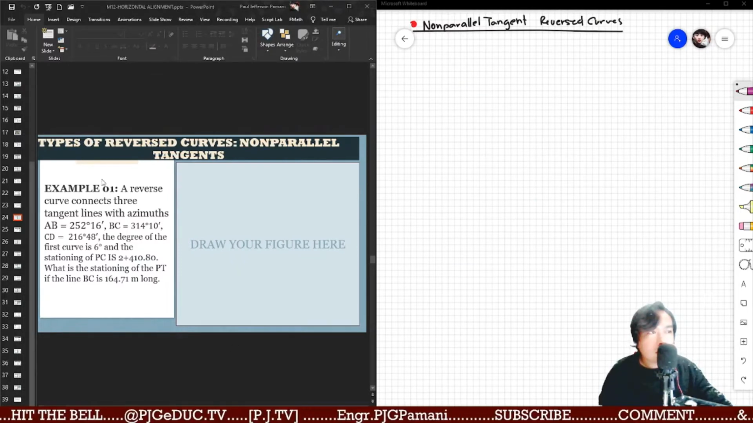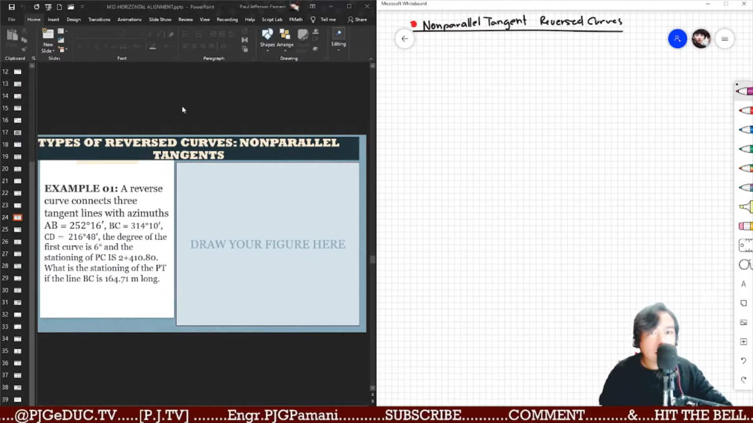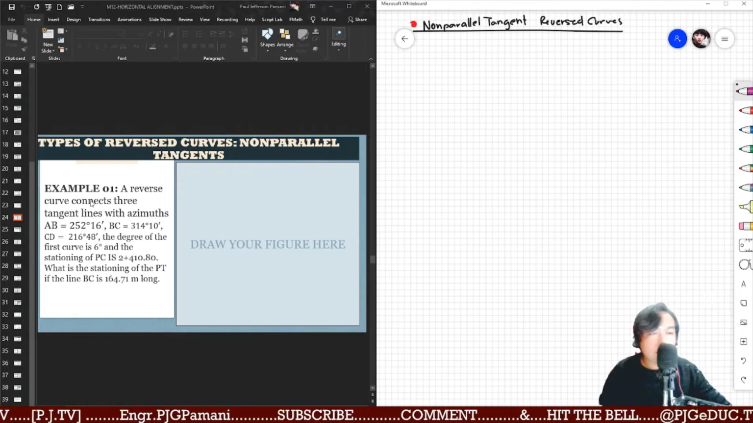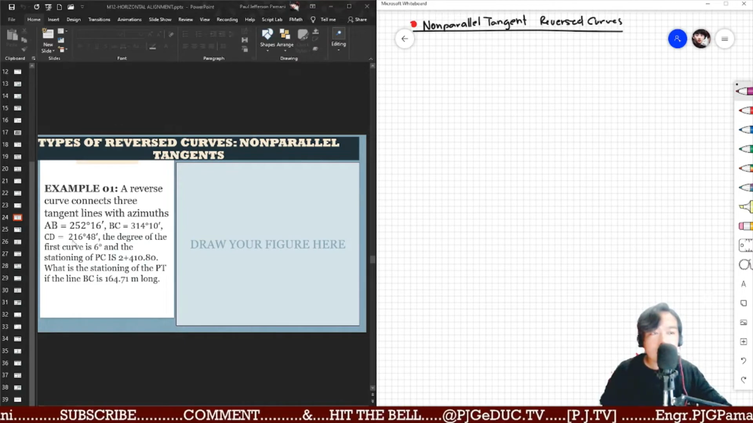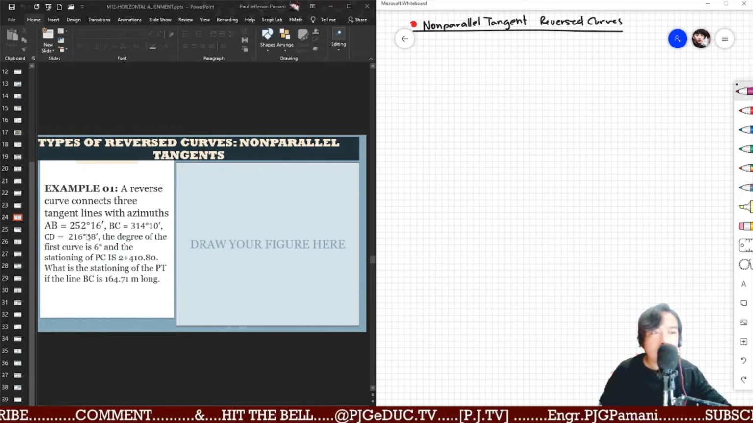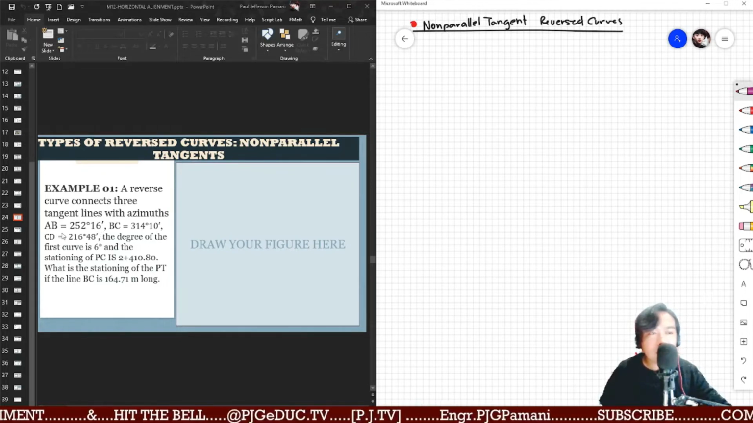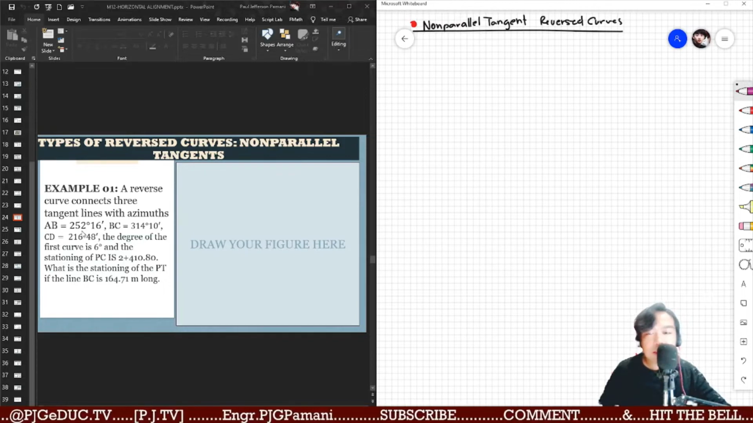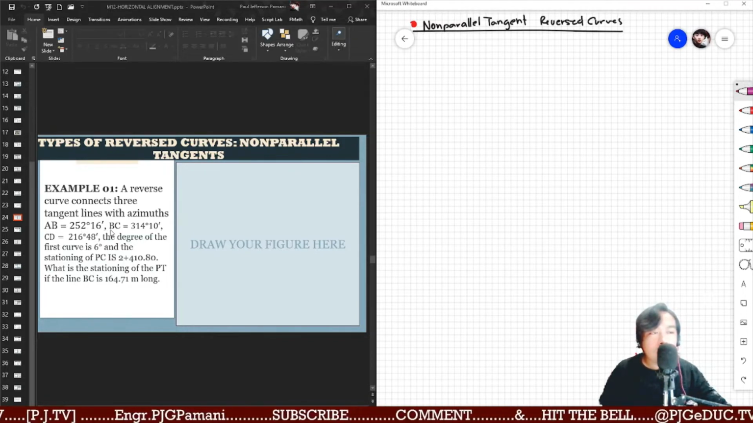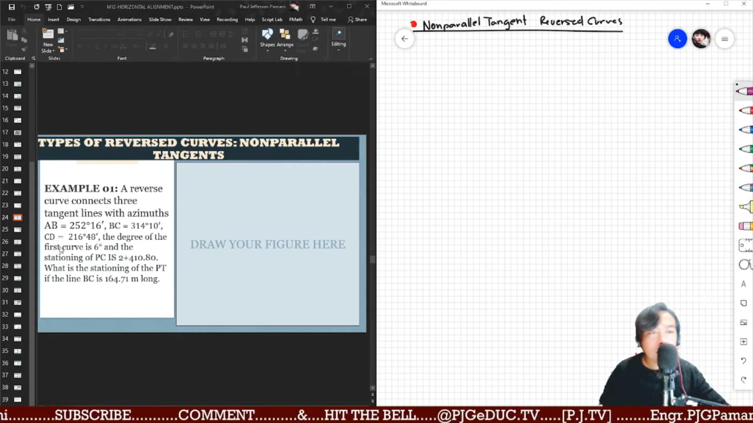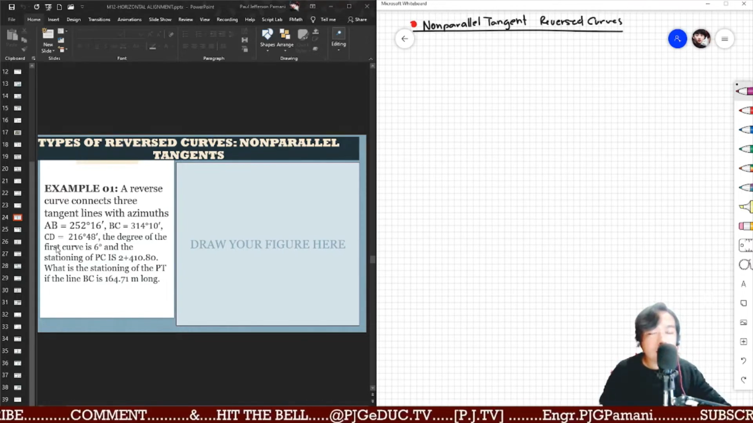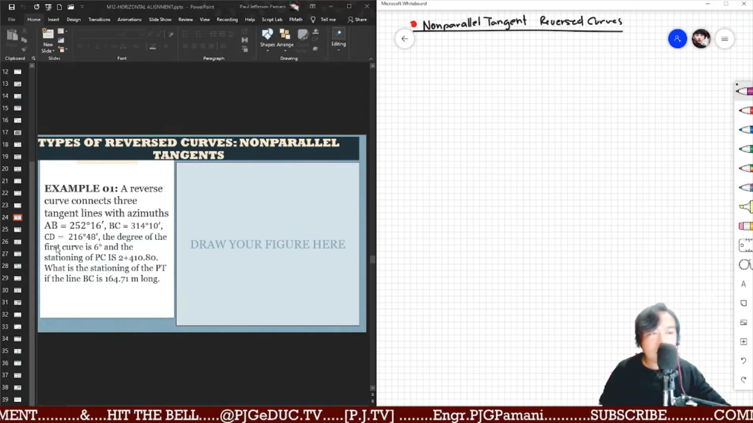Again, this is an example for a non-parallel tangent for a reverse curve. Basahin muna natin. A reverse curve connects three tangent lines with azimuths as follows: AB of 252 degrees 16 minutes, BC of 314 degrees 10 minutes, and CD of 216 degrees 48 minutes.